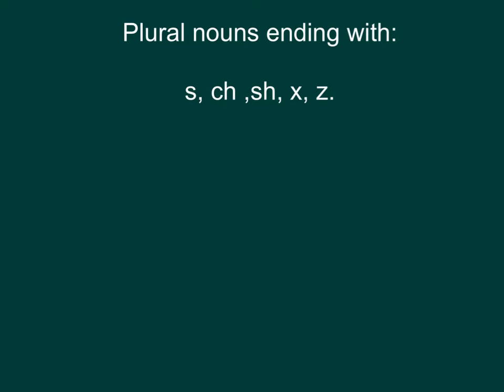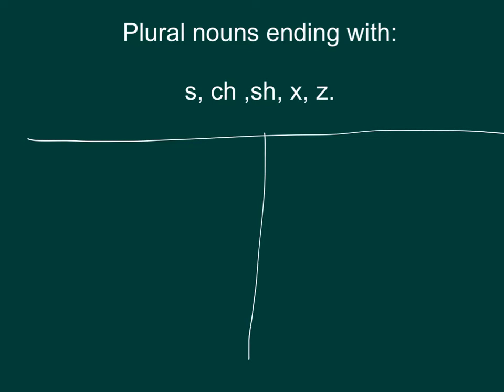The very first rule that we're going to go over with plural nouns will be when you have a word that ends with an S, a CH, an SH, an X, or a Z. If you have one of these words, I'm just going to show you on the screen here. I'm going to draw a T-chart for us. If you have a word that ends in one of these letters, then make sure that you add an ES to the ending. This will keep you within the rules of plural nouns.